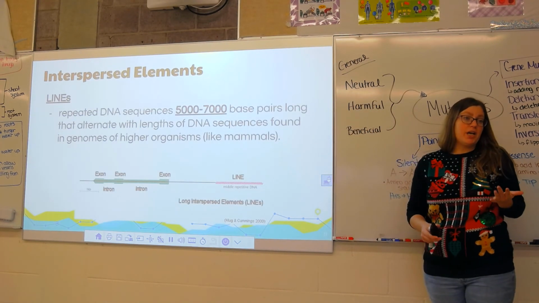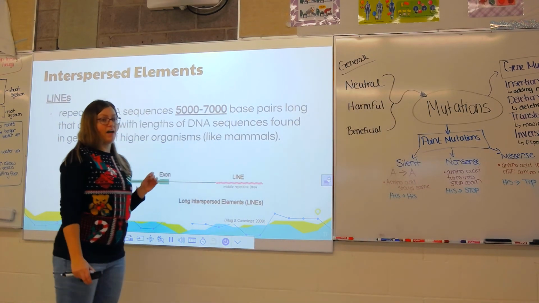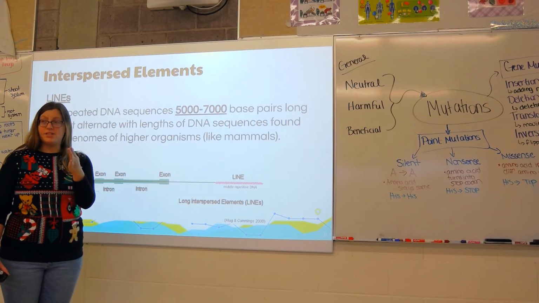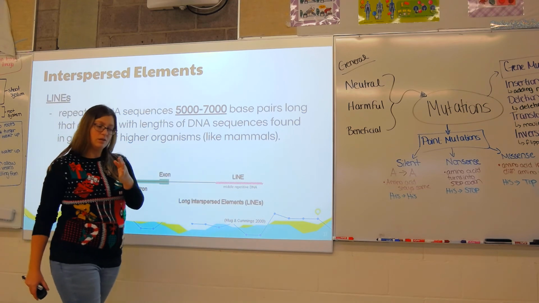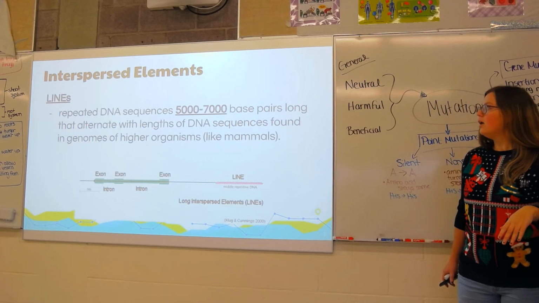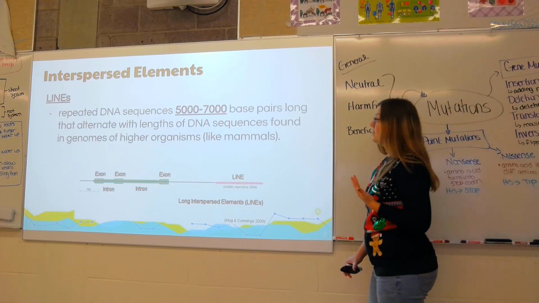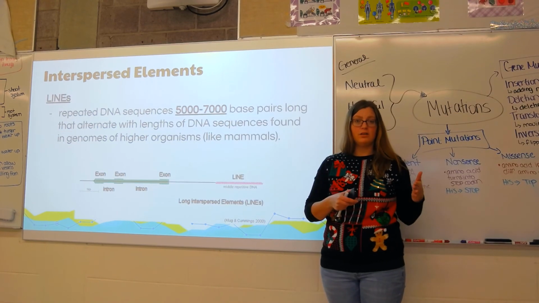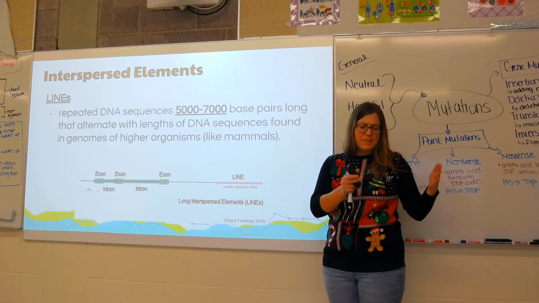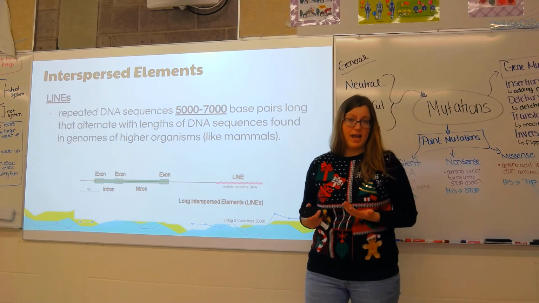We also have LINEs, which again are the longer interspersed elements. And this is where we have repeated DNA sequences that are 5,000 to 7,000 bases long. So again, when we're analyzing this DNA and all of a sudden we get to an area where it's the exact same sequence over and over and over again, scientists get a little curious about the reasoning behind this, and then they start to compare them between different organisms. And we can then see, based on these SINEs and LINEs, how closely related certain animals could be.